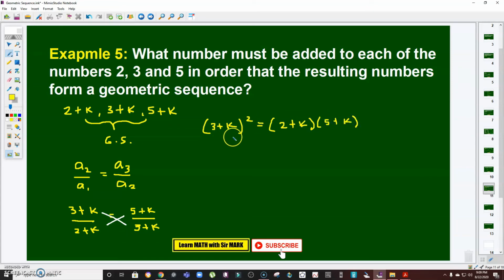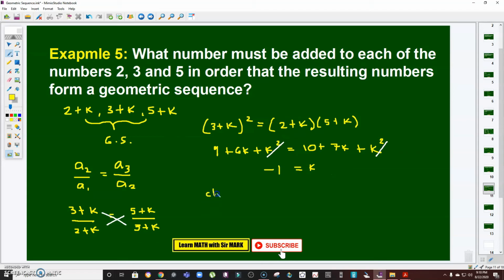So, expand. Square the binomial, that will be 9 plus 6k plus k squared equals, by the FOIL method, 10, 5k, then 2k, we're going to have 7k, plus k squared. Obviously, the k squared cancels, right? So, combine like terms. I'm going to transpose 6k to the right side, I'm going to have k, then 9 minus 10, that will be negative 1. So, therefore, the value of k is negative 1.